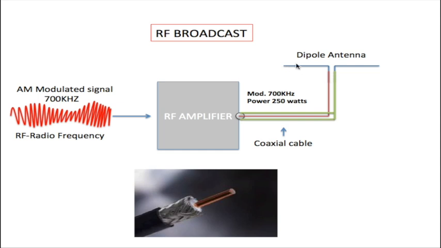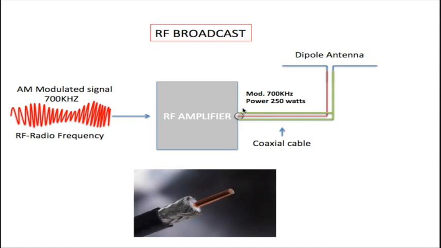Now the dipole antenna is just two equal length metal rods. They're not connected in any way. They're two separate metal rods. And the inner part of this coaxial cable, which is this inner conductor here, is connected to one side of the dipole, and the outer conductor is connected to the other side of the dipole antenna.